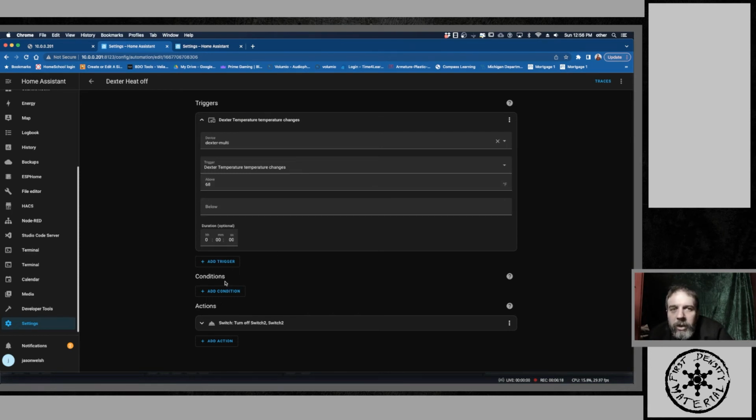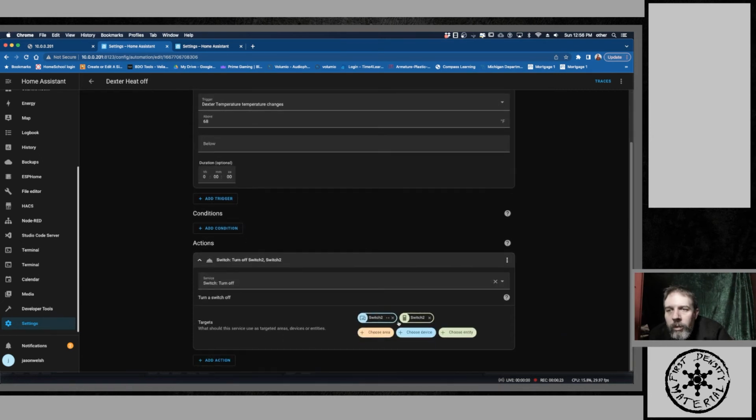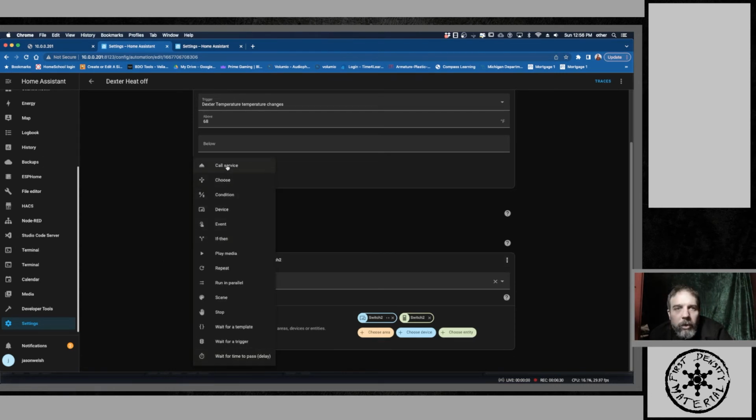Does it have a condition? No, there's no condition for this. And then it will just turn those switches off. And that's, again, this one, that icon is called call service.